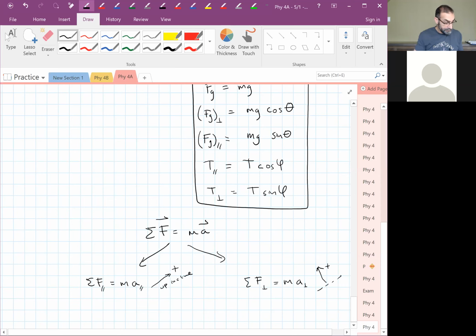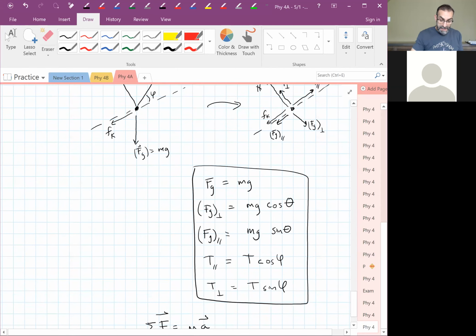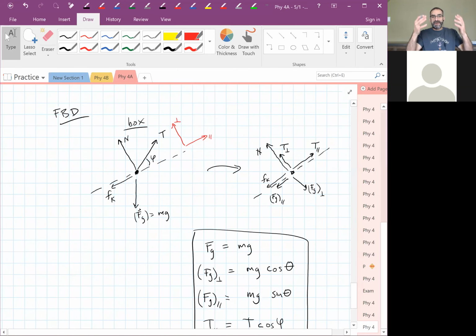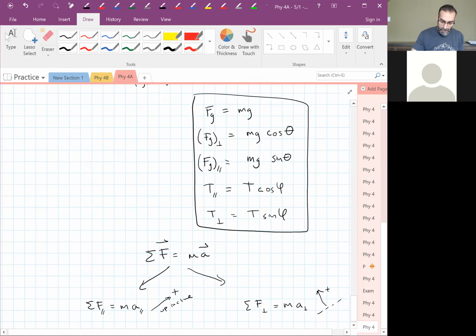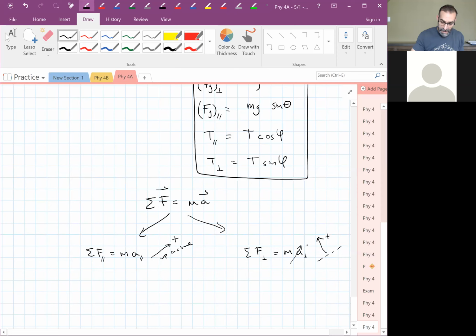Okay, so let's do the perpendicular direction first. Is the box going to jump up off the surface or fall through the surface? No, the box is always at the same level, right? Always sliding along the surface. So that means that there's no acceleration in that direction. a perpendicular is 0. It never jumps up off the surface or moves in that direction.